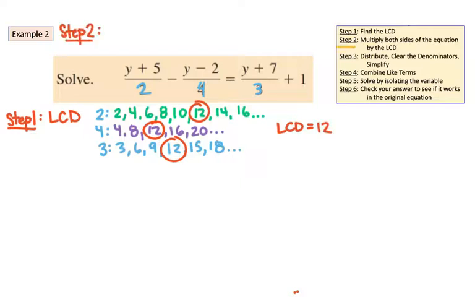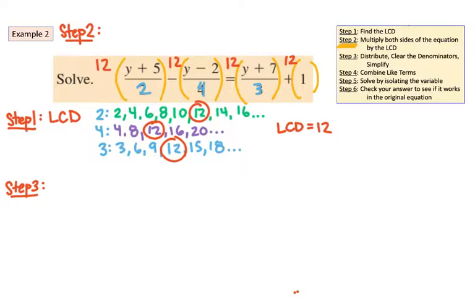Okay, so for step 2, I'm going to take that number 12 and multiply it on both sides of the equation. Even more specifically, I'm going to multiply every single term of this equation by 12. If you do the same thing to every term, it doesn't change the equation. And the reason I do that is because I know that that number 12, when you divide by the different denominators, will cancel the denominators totally.